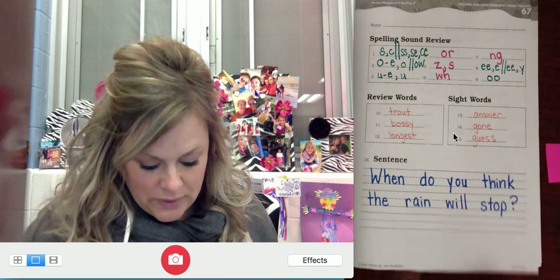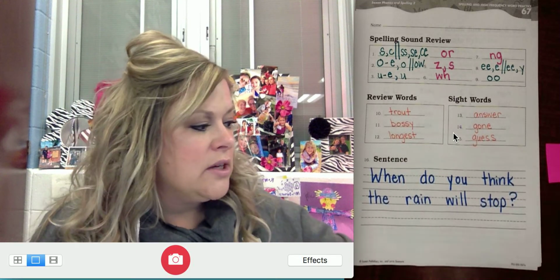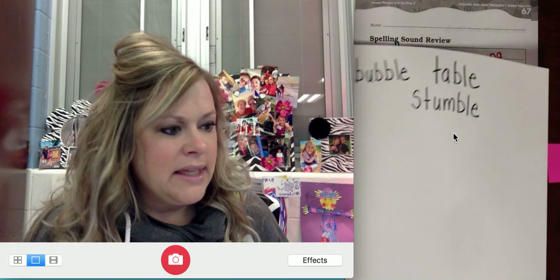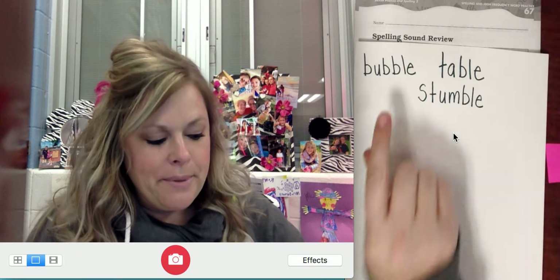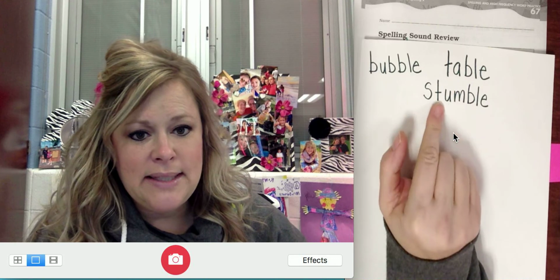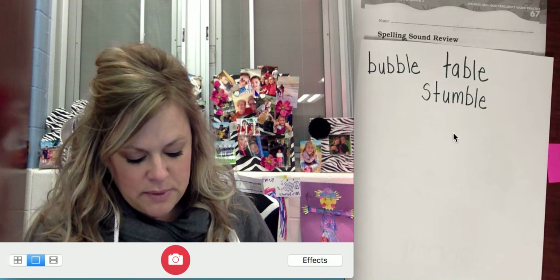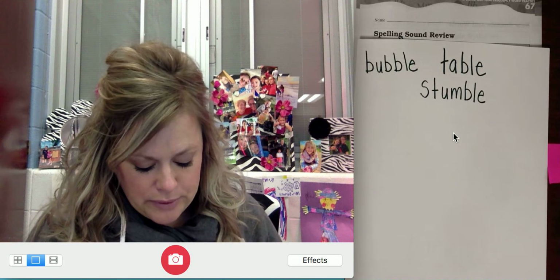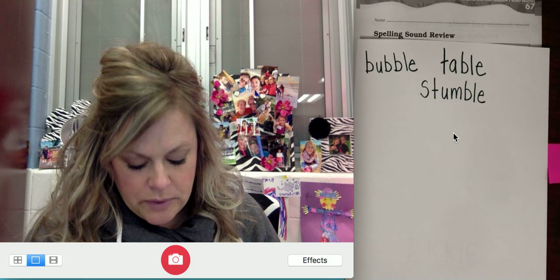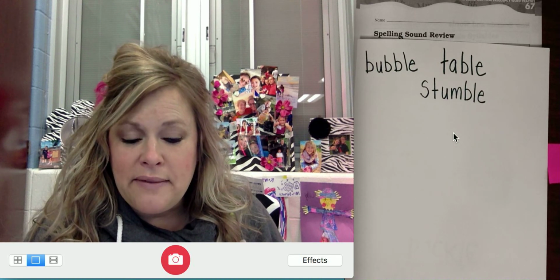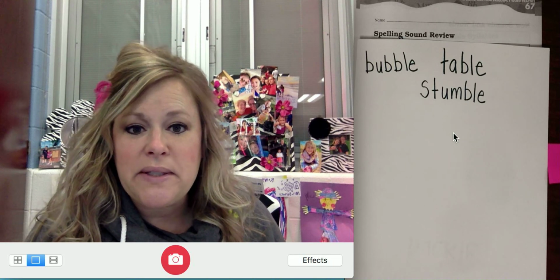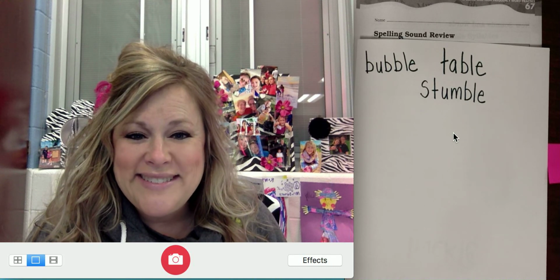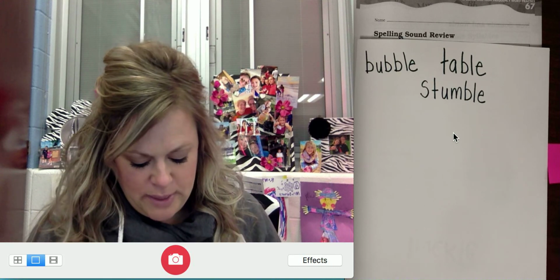All right. I'd like you to take a look at these words. Bubble, table, and stumble. Remember, we're working on final stable syllables and how to use them when spelling. A spelling rule with those final stable syllables. So all these words have something in common. Which final stable syllable do they use? Final stable syllable, B-L-E. Very good.